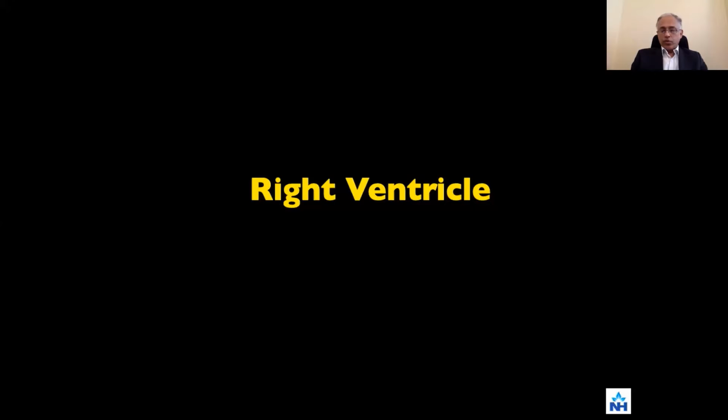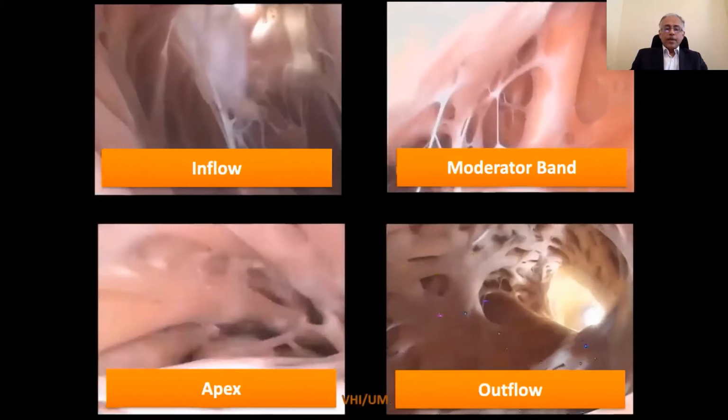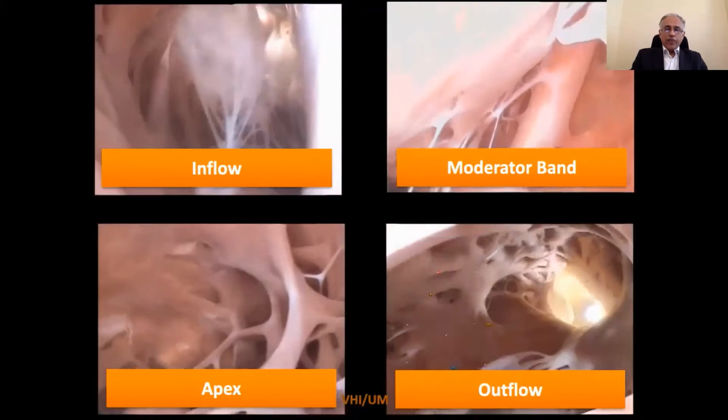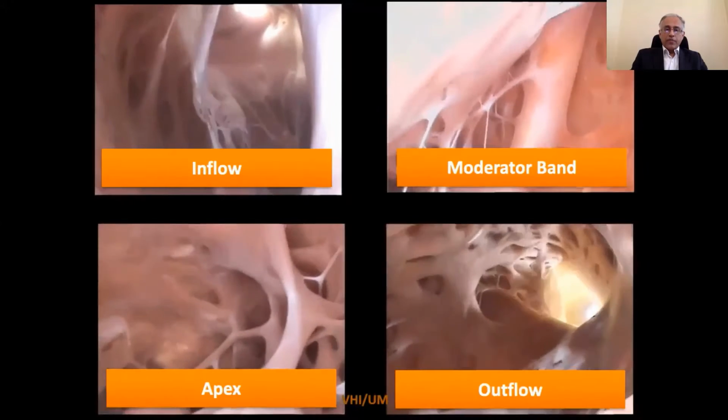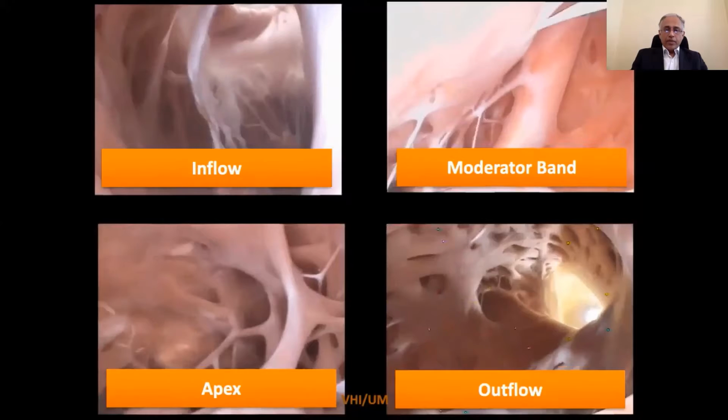Let's move to another chamber, the right ventricle. Few structures when you compare it to the right atrium. You have the moderator band, and then the muscle bundles, trabeculations, and then again the catheters and pacemaker leads. The right ventricular anatomy is divided into three parts. You have the inflow, that is the tricuspid valve, and then you have the heavily trabeculated apex or cavity.